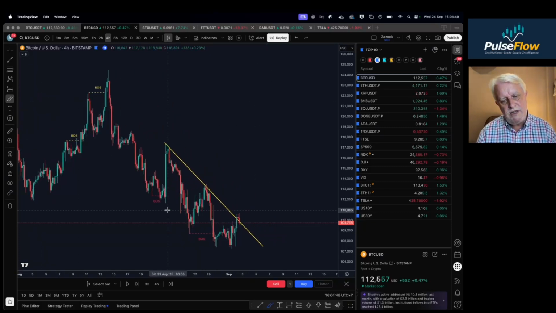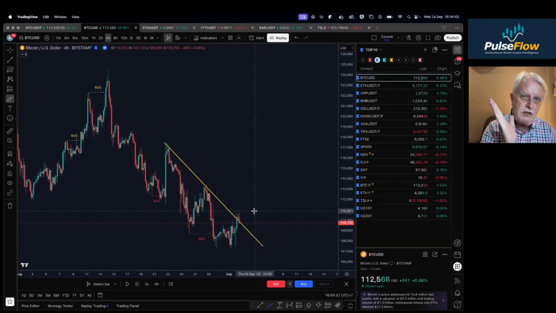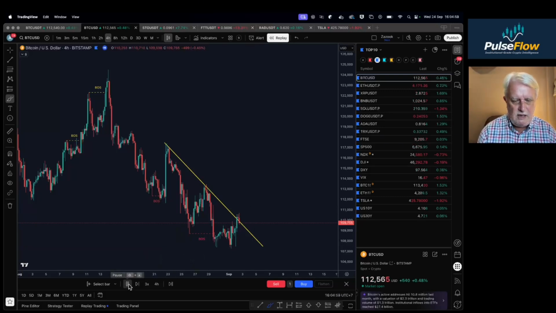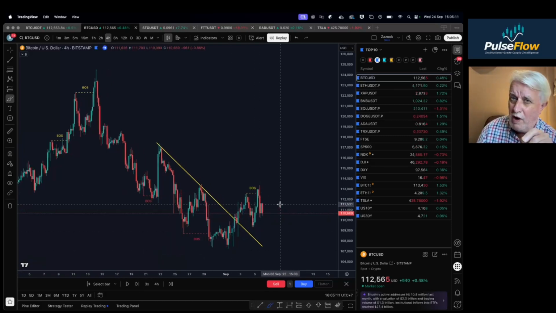So here we are, we're in this down channel, and what we're really waiting for is a break of structure back to the upside to go with the trend. So I've slowed back the replay, we're on the 4 hour chart. Let's watch and let's see what happens. We have a break of structure. We have a break of structure here. So now what we're after is a higher low.